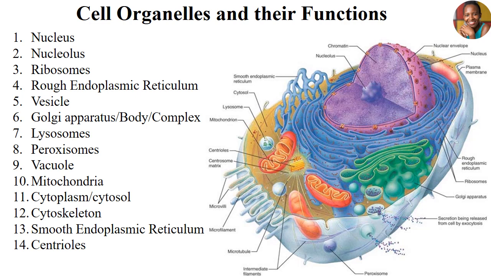So the cell organelles are quite many, and in our lessons, we're going to look at the 14 main cell organelles that are key and their functions. So we'll have all the way from the nucleus to the nucleolus, ribosomes, rough endoplasmic reticulum, vesicles, and we will finish up at the centrioles together with the smooth endoplasmic reticulums.